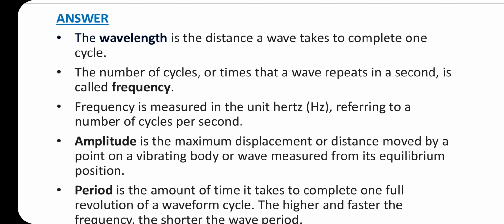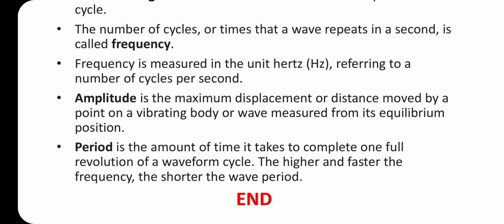The wavelength is the distance a wave takes to complete one cycle. The number of cycles or times that a wave repeats in a second is called frequency. Frequency is measured in the unit hertz, referring to the number of cycles per second. Amplitude is the maximum displacement or distance moved by a point on a vibrating body or wave measured from its equilibrium position. Period is the amount of time it takes to complete one full cycle of a waveform. The higher and faster the frequency, the shorter the wavelength.